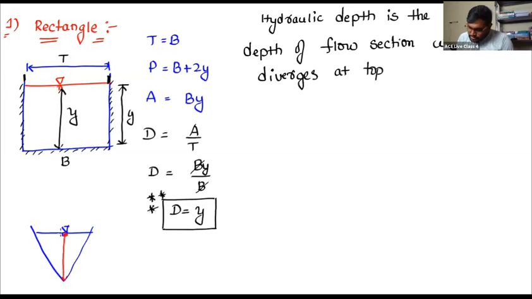This is the bottommost point. See, in the case of a triangle, at the center line, the depth is y. But what about here? Is it y? No. But what about at the edges? It is going to be 0, or not?